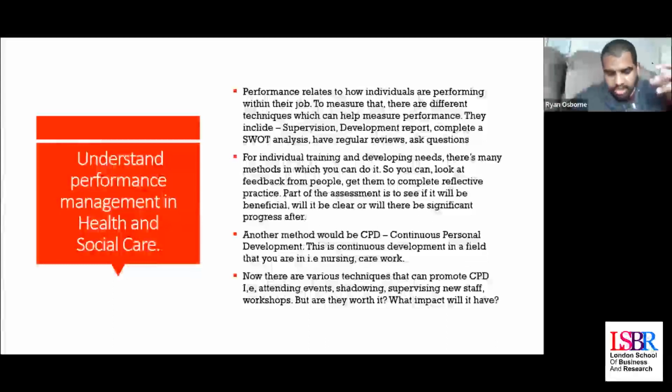You can also have regular reviews as well. Regular reviews can be after you've finished your shift, or you've worked on a high-profile case, or a specific goal, or a specific project. After that project, you'll meet with your supervisor or manager and have a review about what you did, what you didn't do so well, and what some of the things are that they've spotted as well.